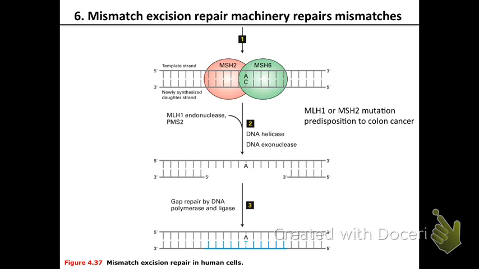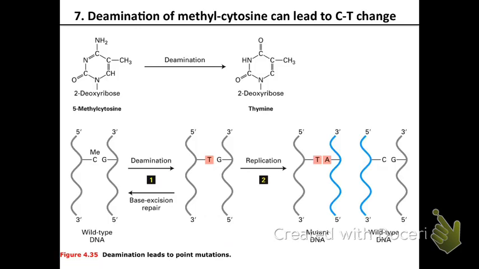So these processes are really important because if you don't correct a lot of these mistakes, it can cause mutations. And in fact, for example, mutations in the MLH1 or MSH2 proteins themselves actually predispose people to colon cancer. So the more mutations you have, the greater the likelihood that you will have cancer. All right.